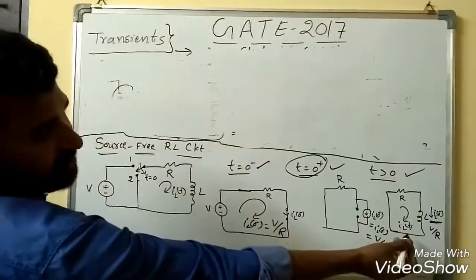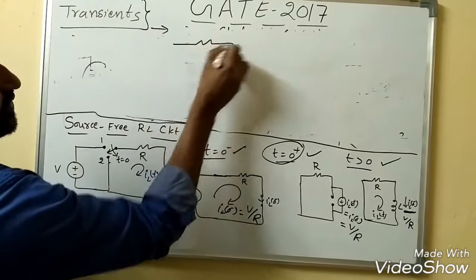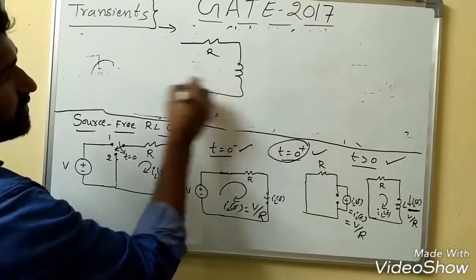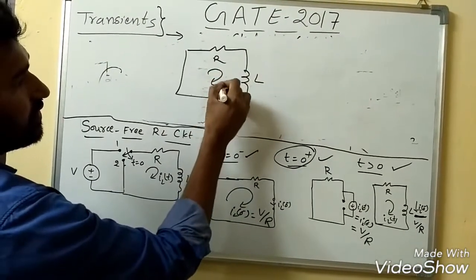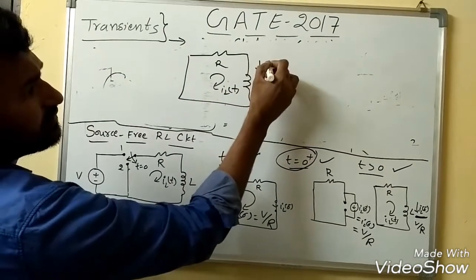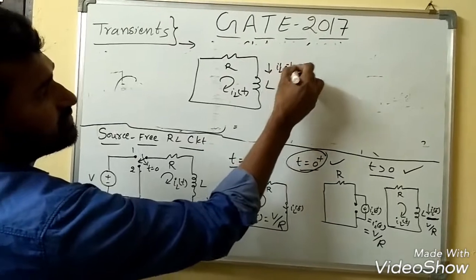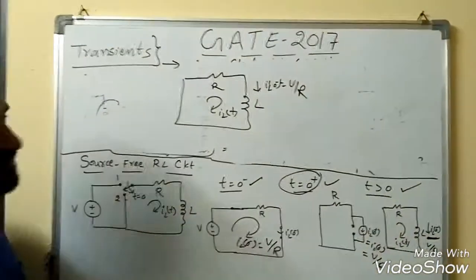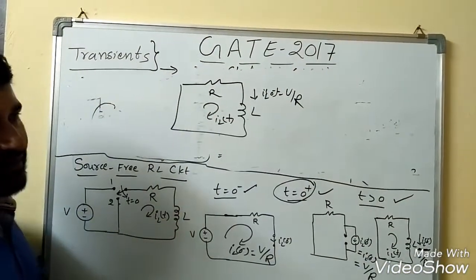Now for t greater than 0, this is the circuit we should take. There is R, there is an inductor L, this is IL of t, but the initial current is there, which is nothing but IL of 0 minus, which is V by R. Now it's very simple. We need to write an expression.